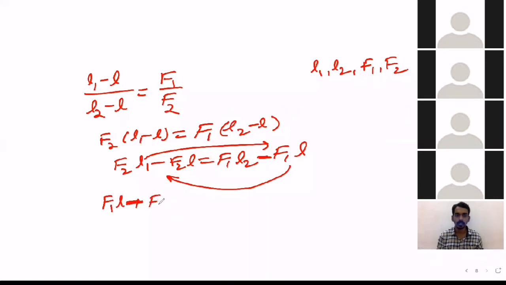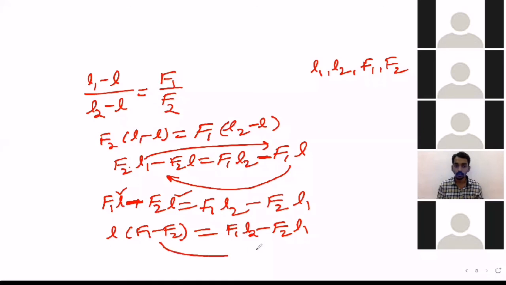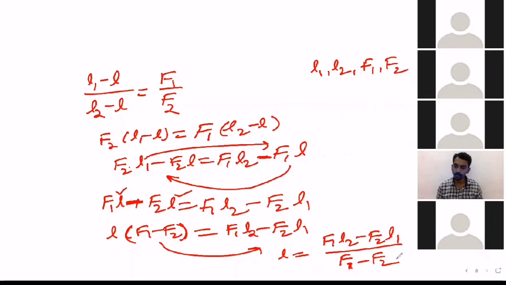F1L minus F2L. Here F1L2 is there, and I brought this one this side, minus F2L1. Here L I can take common. F1 minus F2, L common, equal to F1L2 minus F2L1. Now you bring this side, then L will become F1L2 minus F2L1 by, here it is a multiplier, so it becomes a divider on the other side, F1 minus F2.